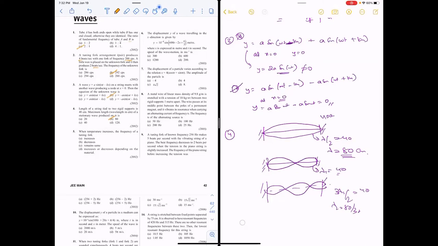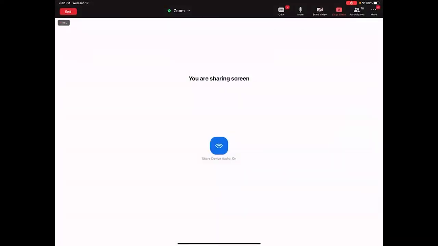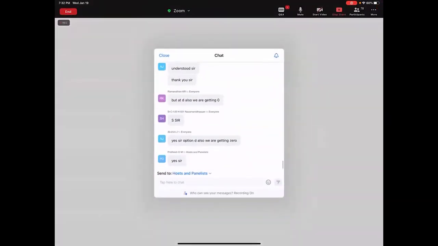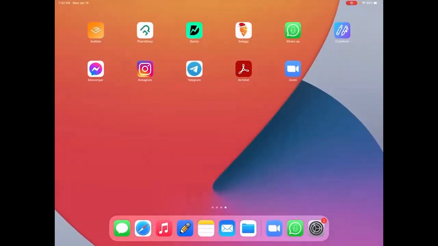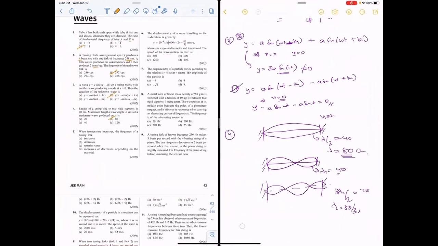Clear so far? Let me see. Option D also we are getting 0. So let me check that once. But D also we are getting 0. Option D is always 0. It is not SHM. In option D, every point, this and this are getting cancelled. Everywhere it is 0. It is not an SHM. But we have to produce an SHM, the equation of the wave.